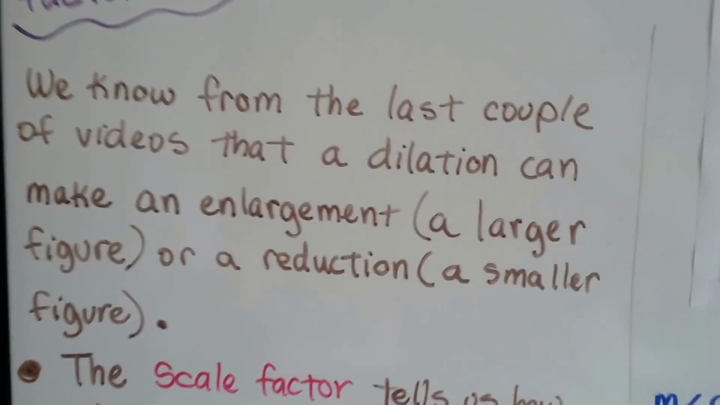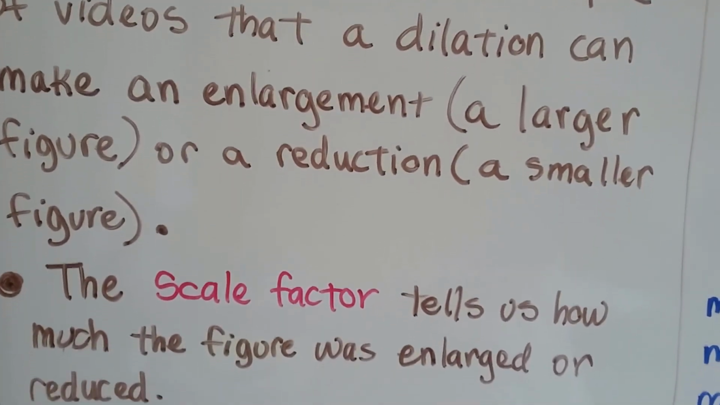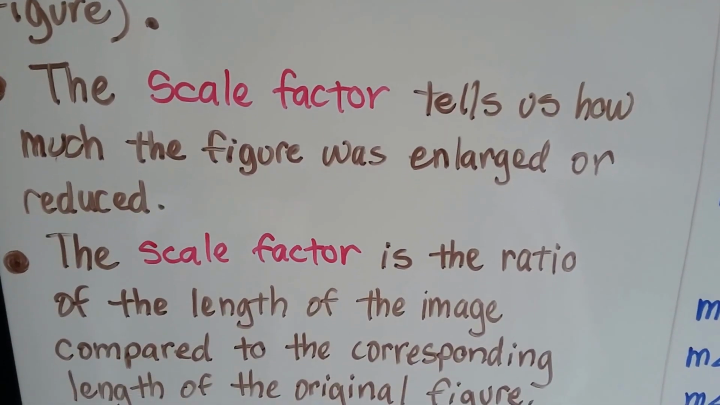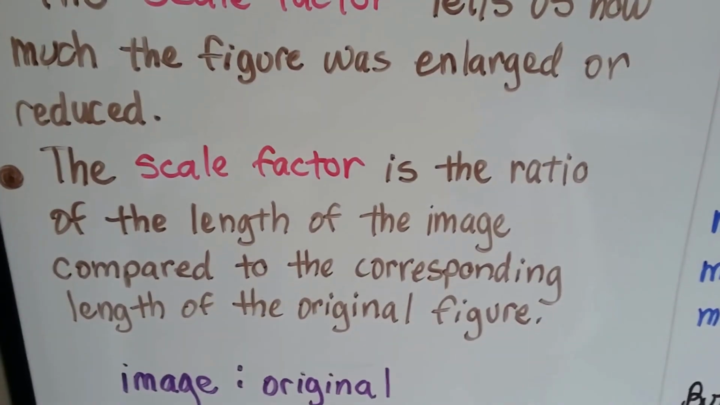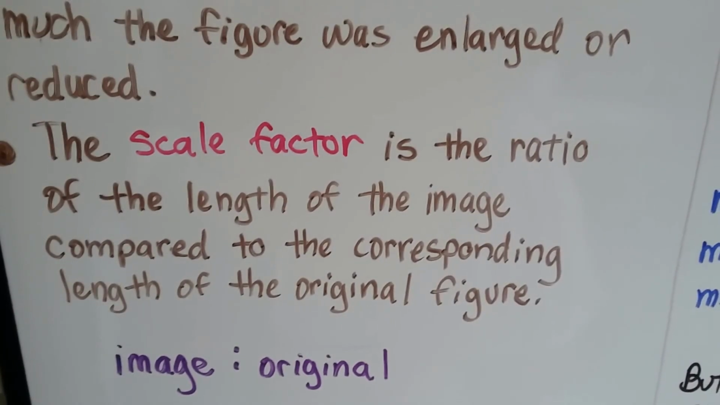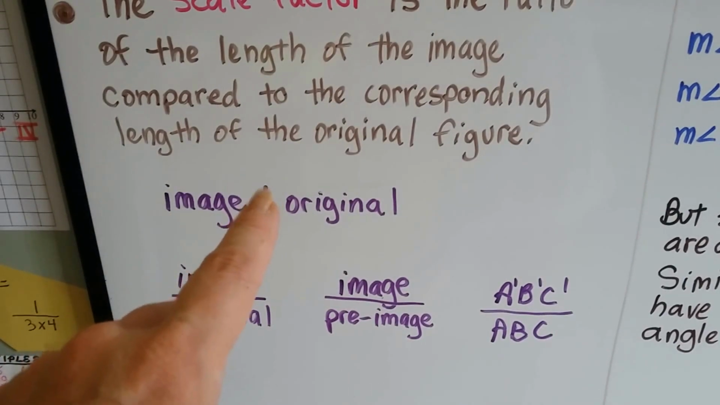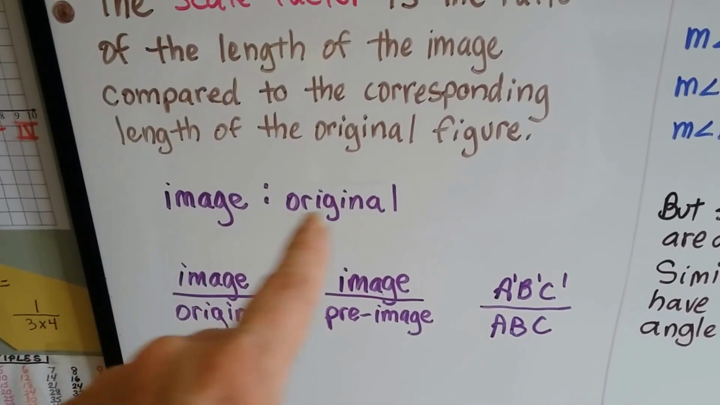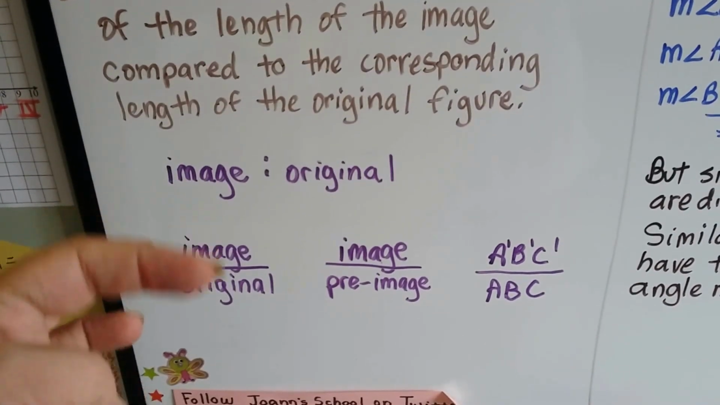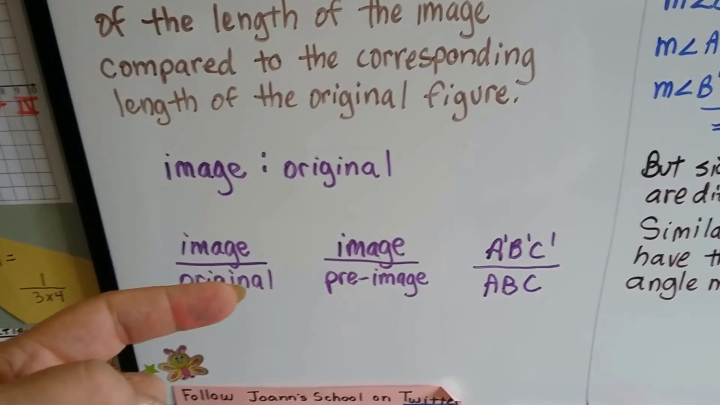So we know from the last couple of videos that a dilation can make an enlargement, a larger figure, or a reduction, a smaller figure, and the scale factor tells us how much the figure was enlarged or reduced. The scale factor is a ratio, a fraction, of the length of the image compared to the corresponding length of the original figure. So it's the image over the original. It's the image over the pre-image. That's the same thing as the original.